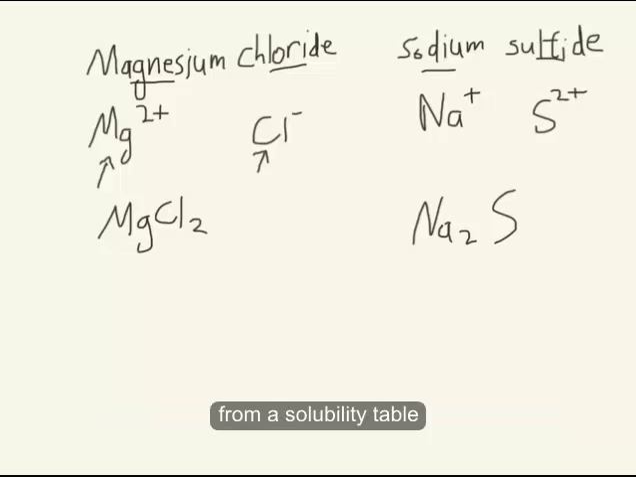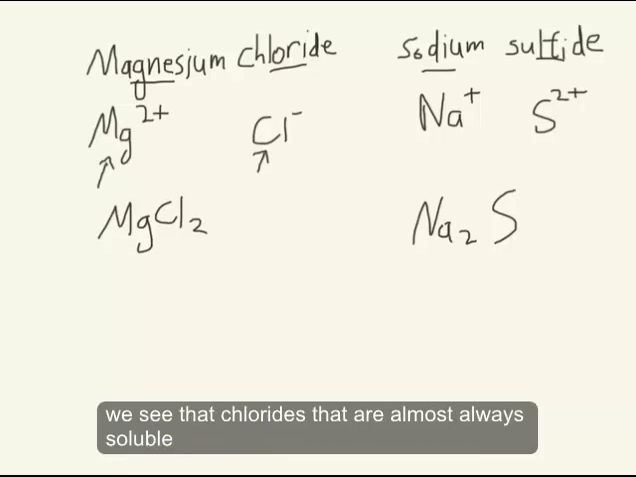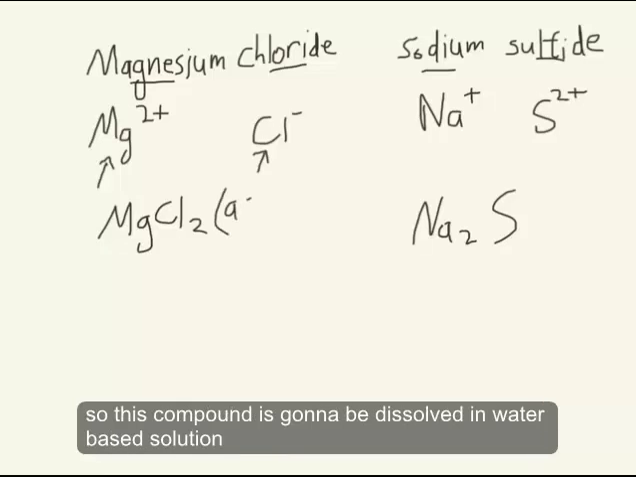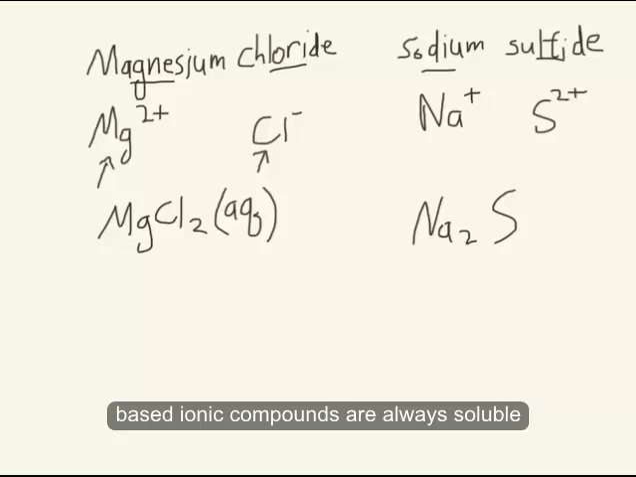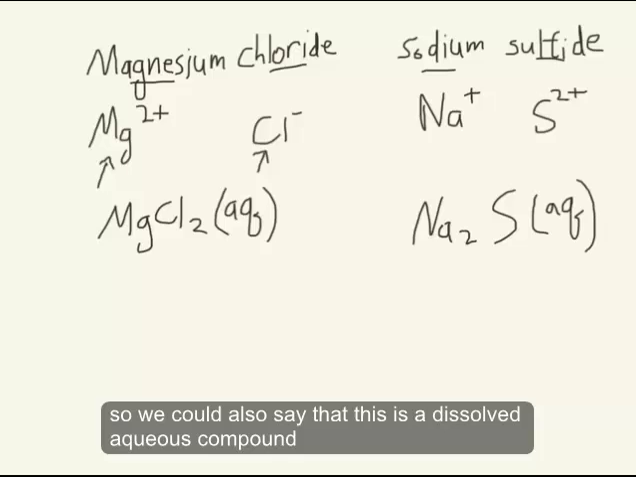From a solubility table, we see that chlorides are almost always soluble, so this compound is going to be dissolved in a water-based solution. And sodium-based ionic compounds are always soluble. So we can also say this will be a dissolved aqueous compound.